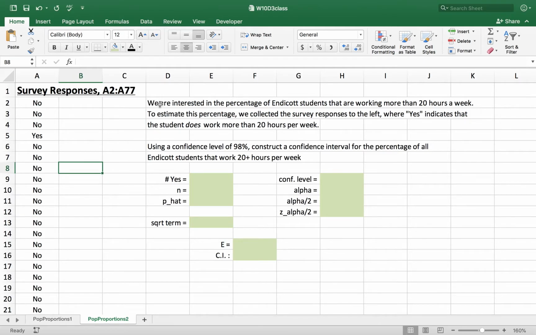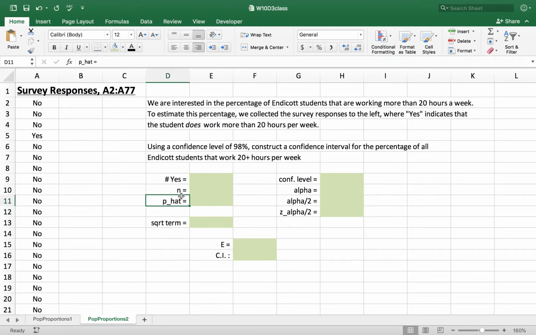Here's our setup. We're interested in the percentage of Endicott students that work more than 20 hours a week. To estimate this percentage, we collected survey responses to the left, where a yes indicates that that particular student does work more than 20 hours per week, whereas the no's would indicate that they do not. We want to use a confidence level of 98% to construct a confidence interval for the percentage of all Endicott students that work 20 plus hours per week.